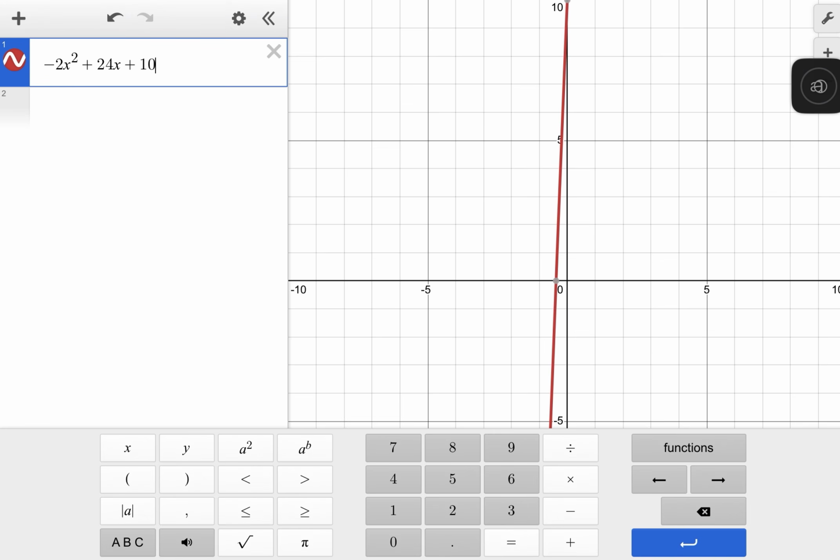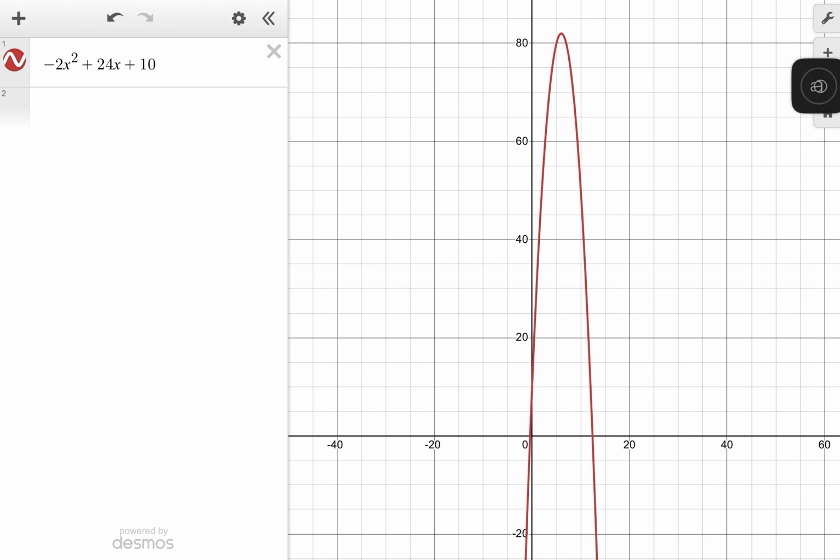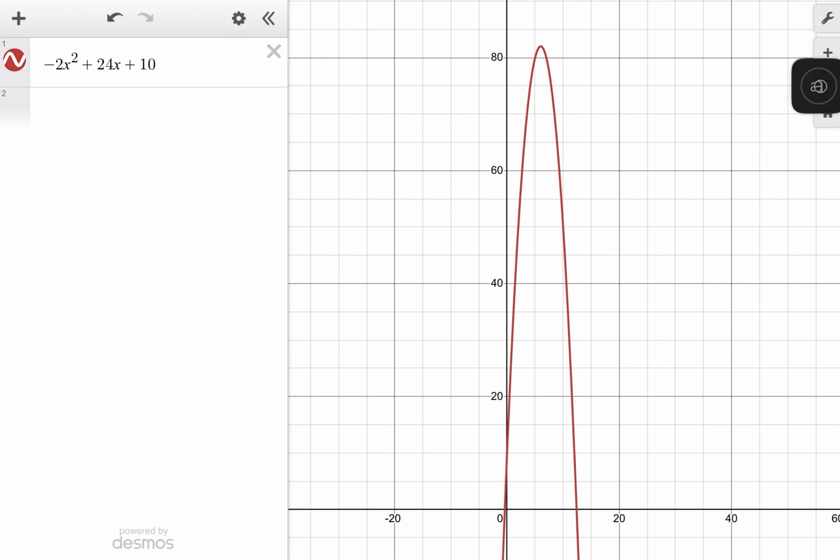Well, if we're trying to find for what value of x this expression is the greatest, you first have to zoom out just to get the whole picture of the graph, right? So this is the entire graph. When is this entire function the greatest? It's going to be the greatest at its maximum point. In this case, the vertex is the maximum point.